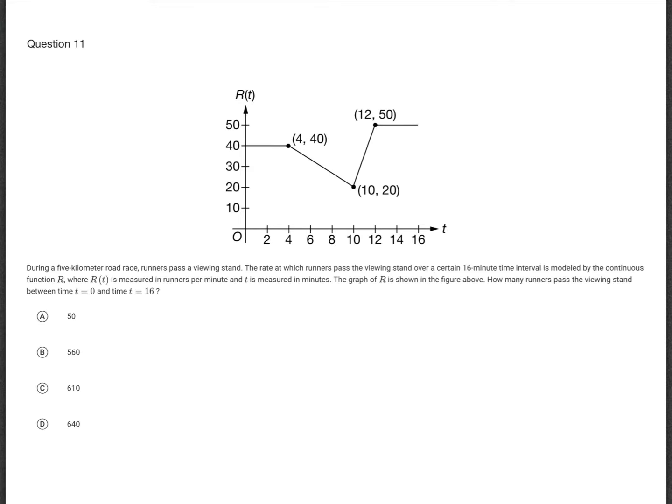You can do it a bunch of different ways. I'm just going to separate it into different little figures. Okay, so this is a rectangle. This is 4 by 40. So this area is 160. Okay, this is a trapezoid. This base is 20, that y-coordinate. This base is 40, so the average is 30. And then the height is 6, so 30 times 6 is 180.